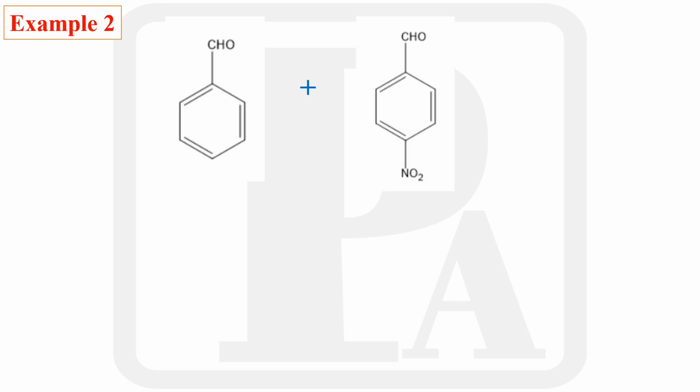Now we are going to see example 2. So here we have taken two aldehydes. One is benzaldehyde, another one is para-nitrobenzaldehyde. That undergoes auto-redox reaction in the presence of concentrated alkali. So here this nitro group is an electron withdrawing group. That's why this aldehyde has to undergo oxidation.